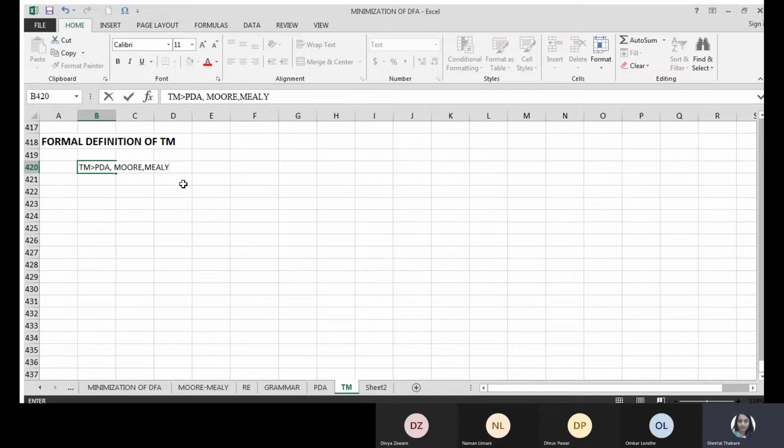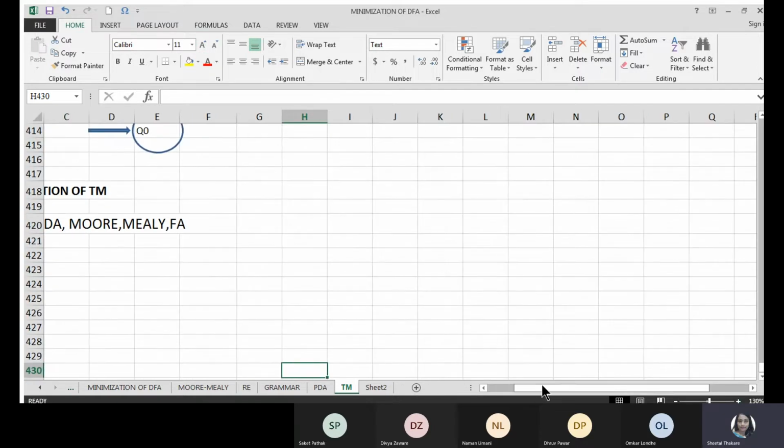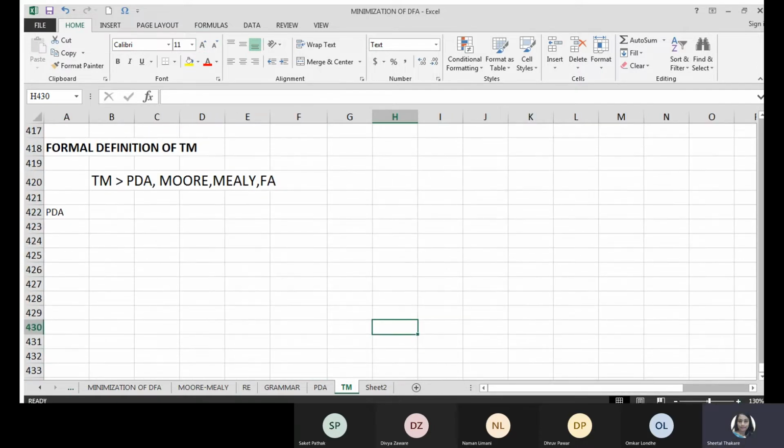Mealy or FSM with output, you can say FA all. So this is the relation we have shown here in terms of power. Okay, this is more powerful. Now for PDA, we have seen that, let me zoom a bit. PDA is the FA which has got memory, and that is in the form of stack.